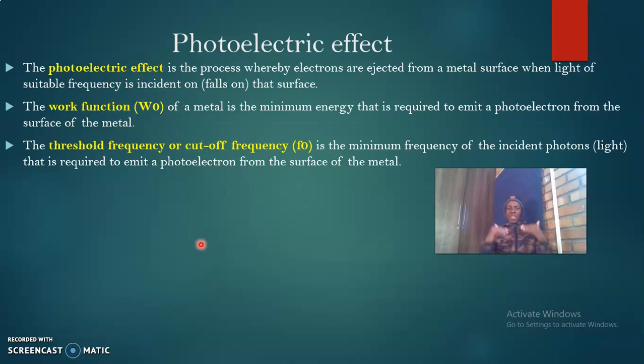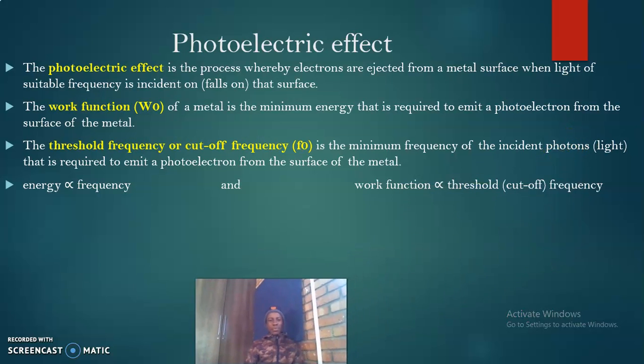Work function is the minimum energy that is required to remove, but threshold frequency is the minimum frequency that is required to remove. Energy is directly proportional to the frequency, and on the other side, the work function is directly proportional to the cutoff or the threshold frequency.